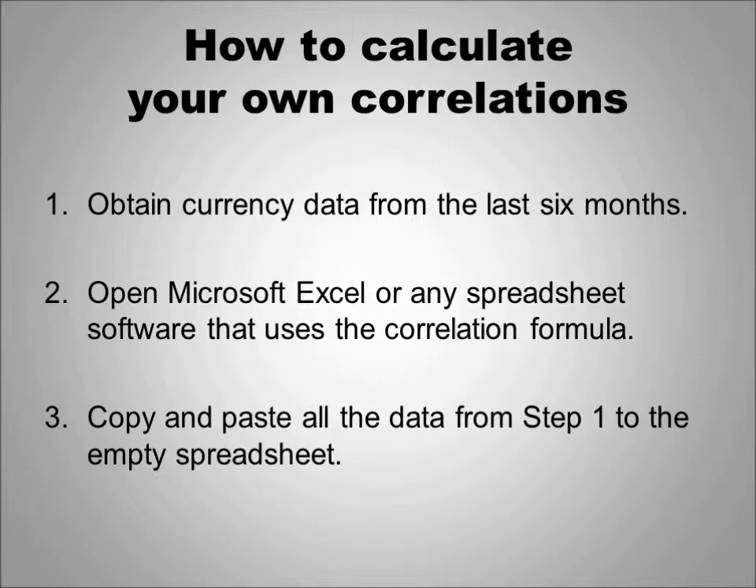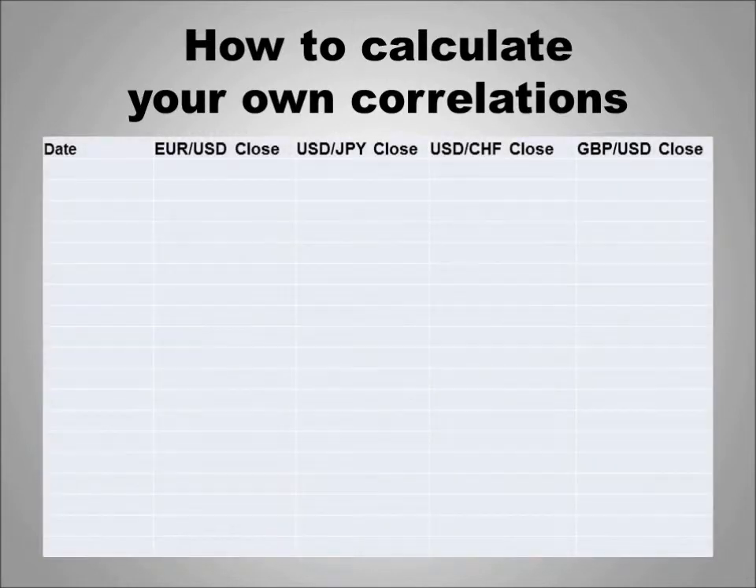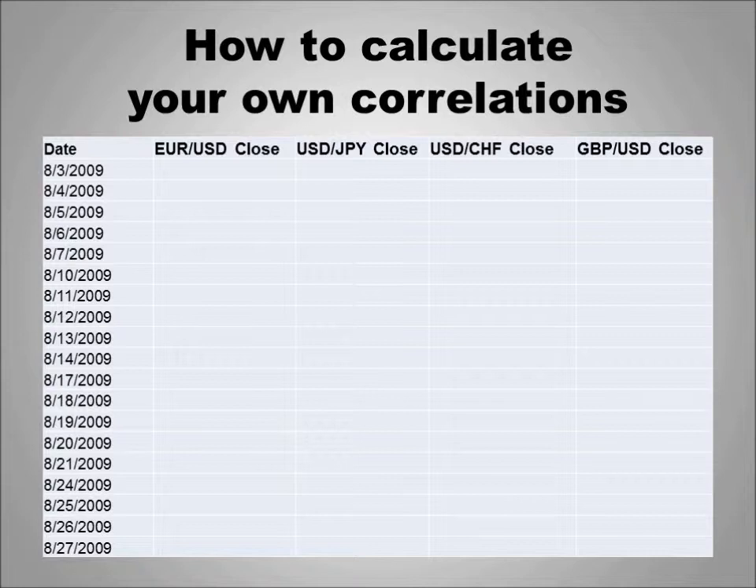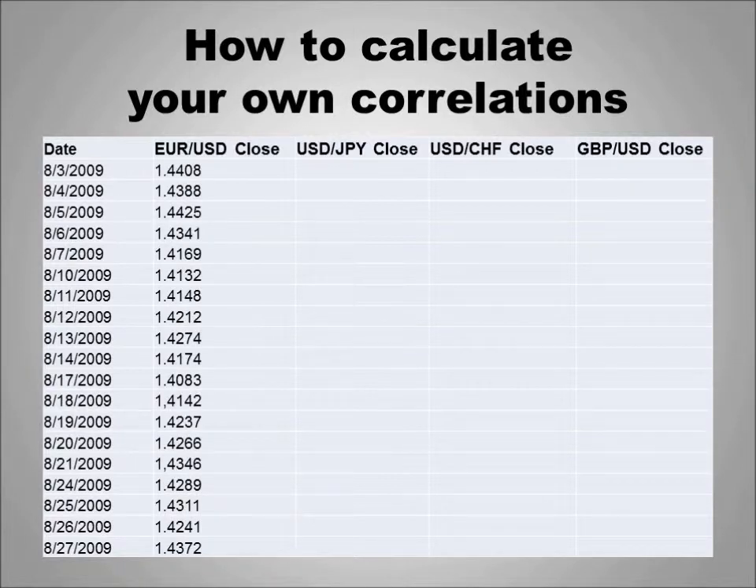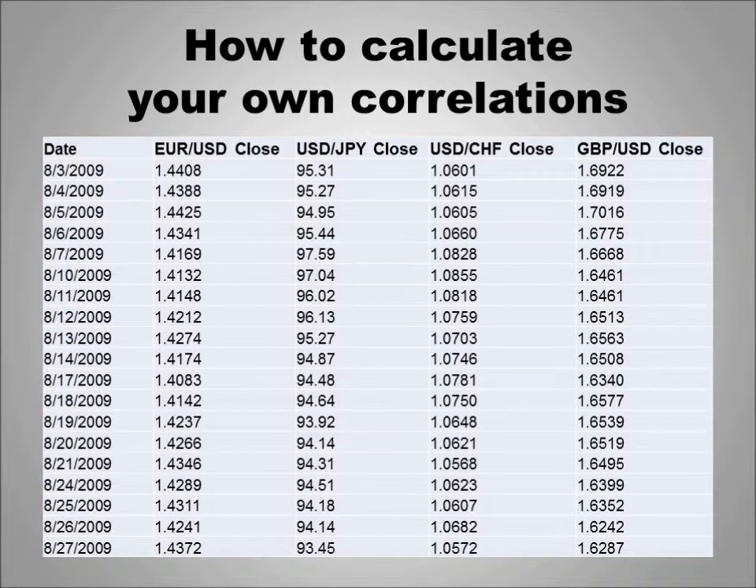Here we have our spreadsheet. Here we have our dates we're going to plug in, and we're going to plug in all the closes from the euro dollar, all the closes from the US dollar Japanese yen, US dollar Swiss franc, and the pound dollar closings. So we placed in our dates, and we placed in all the closes from the euro dollar pair and the other 3 pairs as well. I'll pause for a couple of seconds so all of this information sinks in.